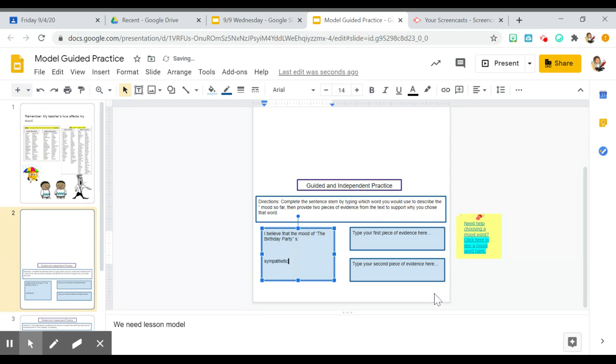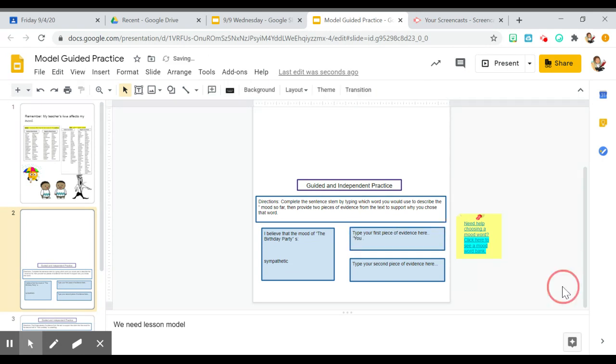Okay? Then I'm going to find text evidence to prove that it was sympathetic. So I'm going to directly quote the text. I'm going to use quotation marks.